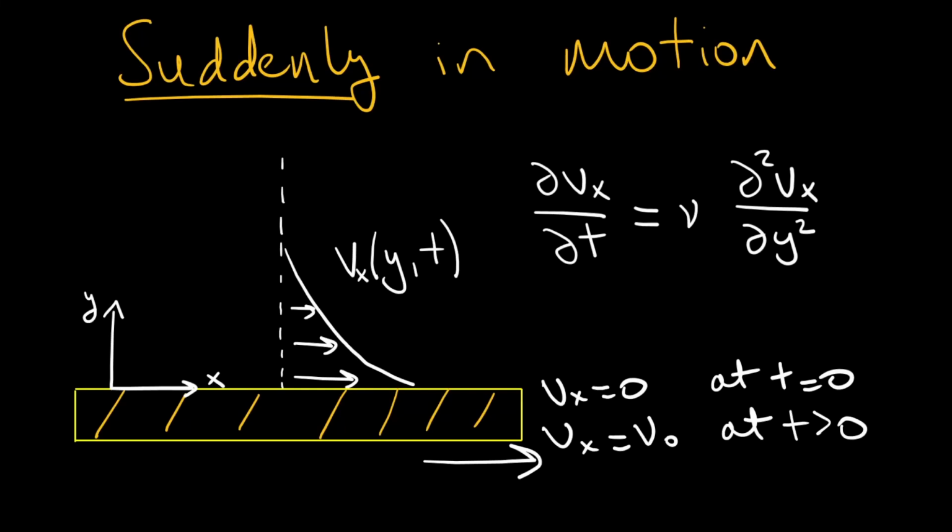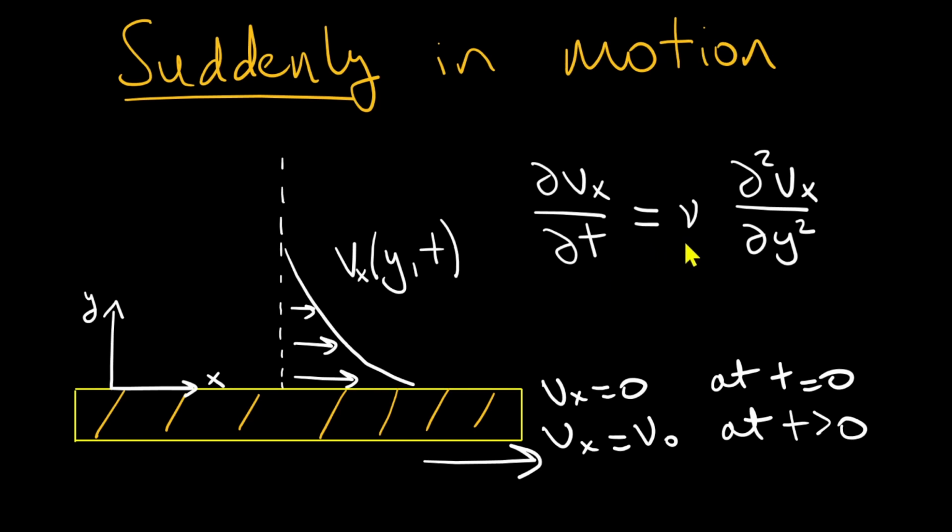Hello everyone, in this video we are going to cover a plate that starts out stationary and then suddenly starts moving at t greater than 0 with a velocity v sub 0. And then this fluid on top of this will take some velocity profile v sub x, which depends on y, which is our vertical coordinate, and t, which is our time. And to solve this, we need to solve this partial differential equation.